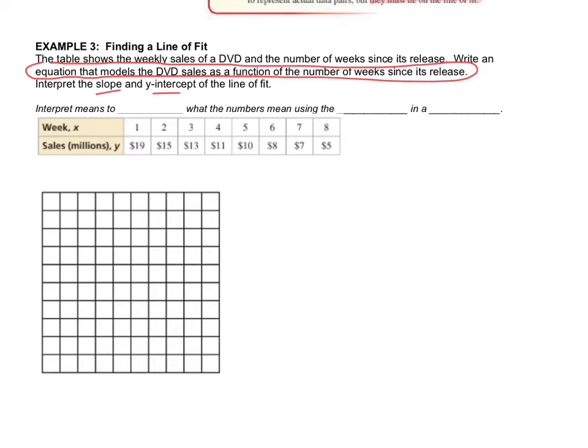Once we have that, we want to interpret the slope and the y-intercept of the line of fit. Now notice we haven't really used the word slope in this section because we aren't seeing straight lines. But once we create a line of fit, we can talk about slope because we've made a linear equation, and then we can go from there.